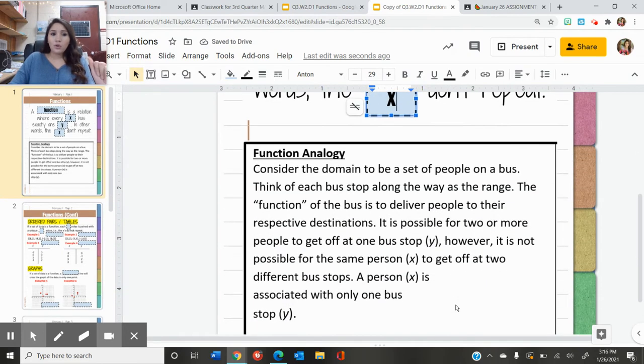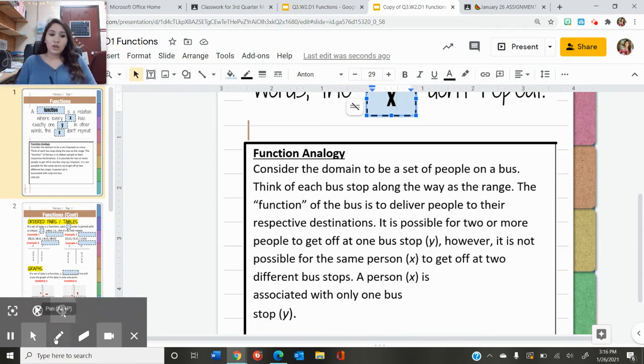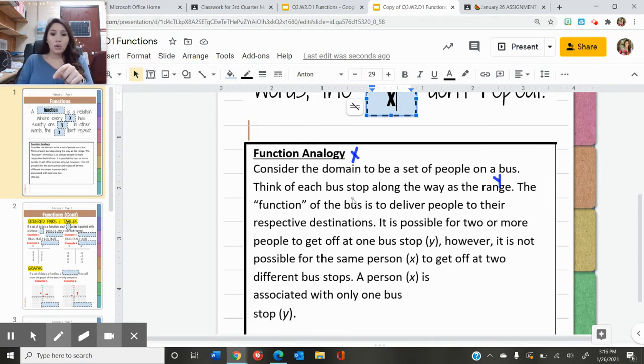So here's a little analogy for you. Consider the domain, and our domain, that's another word for x. You can also think of the word input, independent, as a set of people on a bus. Think of each bus stop along the way as the range, which is our y. The function of the bus is to deliver people to their respective destinations. It is possible for 2 or more people to get off at one bus stop. However, it is not possible for that same person to get off at 2 different bus stops.